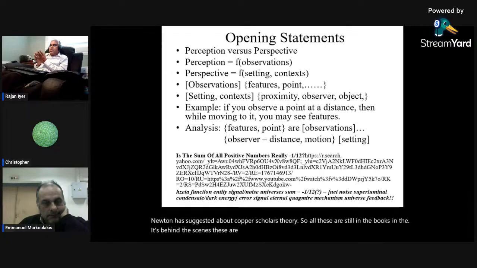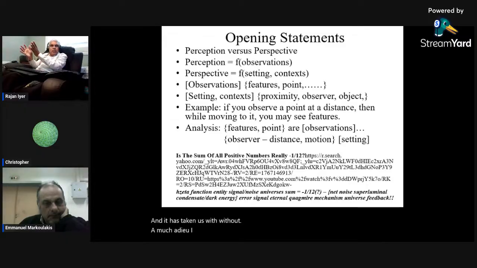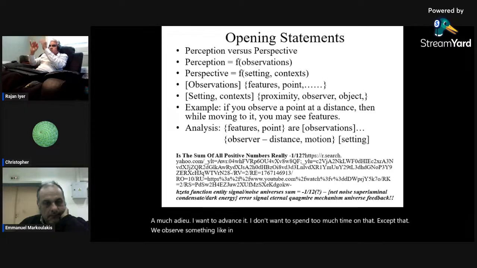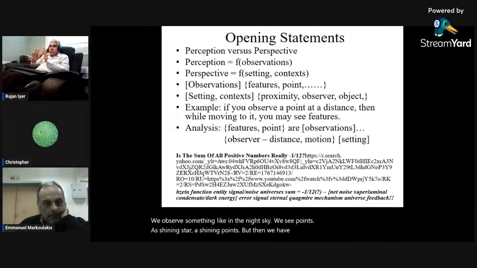So we have not resolved that fundamental problem of wave and particle aspect, and it has taken us without much ado. I want to advance it. I don't want to spend too much time on that, except that we observe something like in the night sky, we see points as shining stars, as shining points. But then we have the telescope. When you look at that, there's a lot more to it, right?